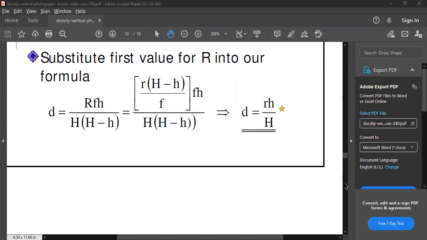So, we know what r is, don't we? How do you measure r? How do you measure r on the aerial photograph? Anybody to suggest how you measure r on the photograph?